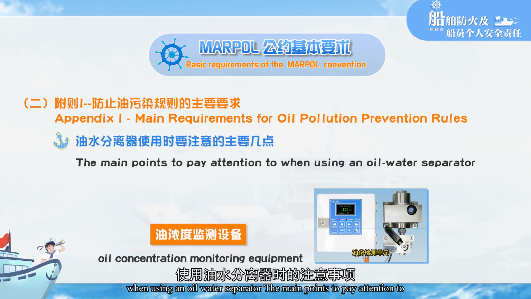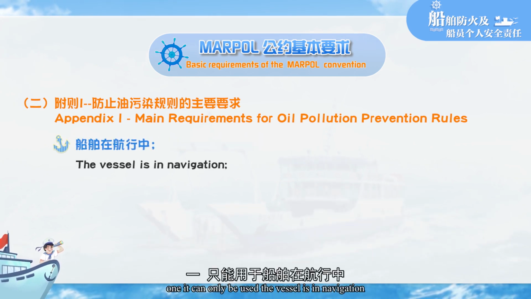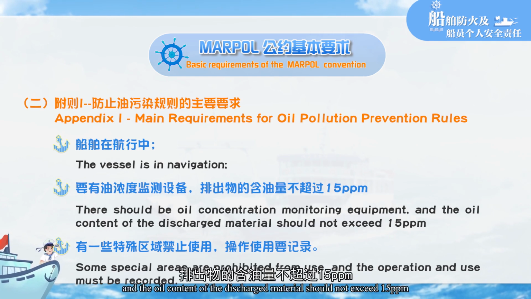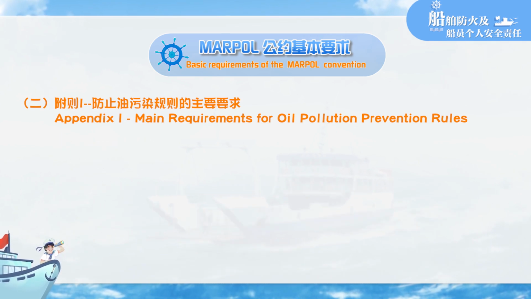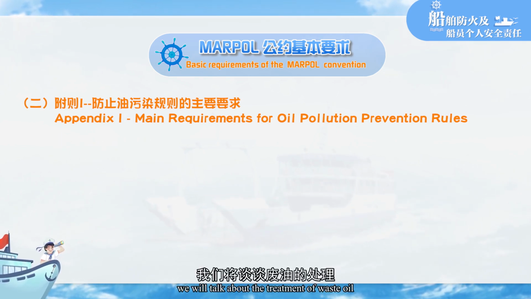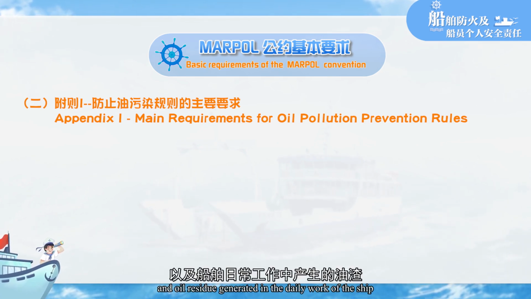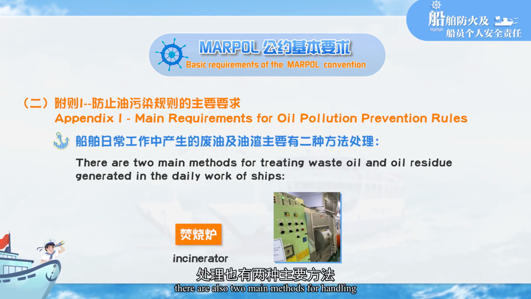When using an oil water separator, several points should be noted. 1. It can only be used while the ship is sailing. 2. Oil concentration monitoring equipment should be equipped, and the oil content of the discharged material should not exceed 15 ppm. Next, we will talk about the treatment of waste oil and oil residue generated in the daily work of the ship. There are also 2 main methods for handling.